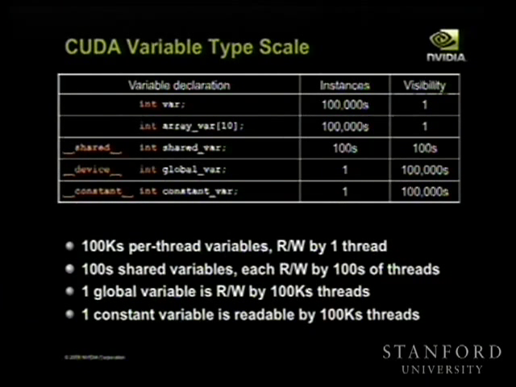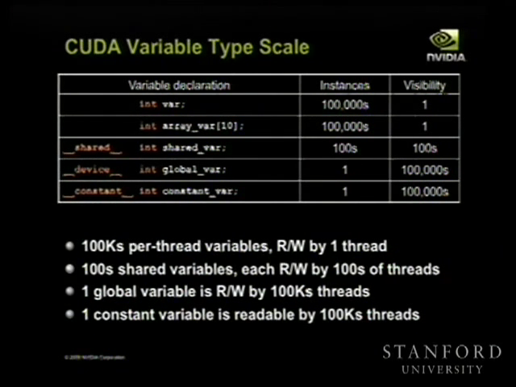So when you ordinarily create one of these automatic register variables, you're going to create hundreds of thousands of these, right? Because you're going to have one per thread. But the visibility of each individual variable is just going to be one thread can see it because it's private. And that's the same with these arrays that get implemented in local memory.